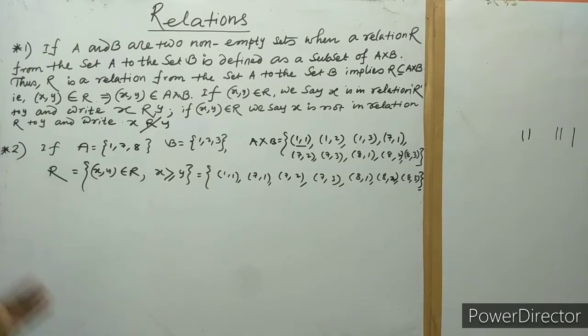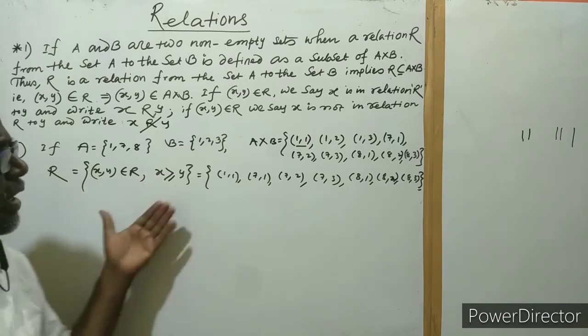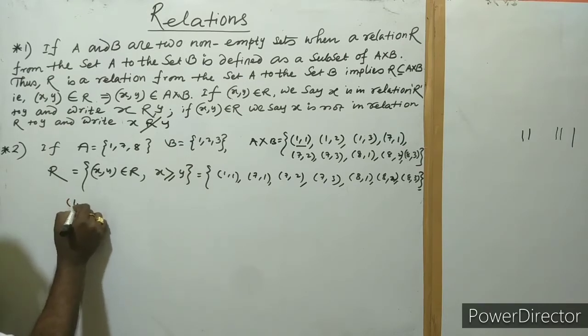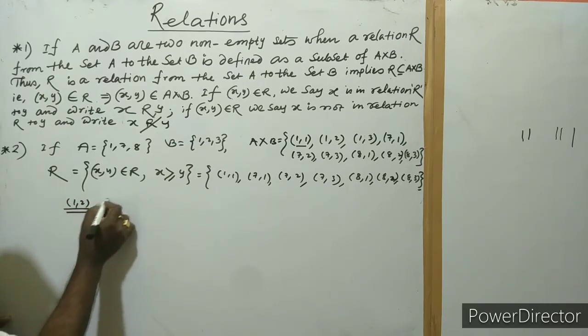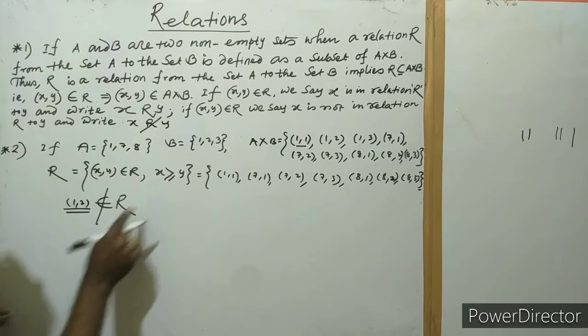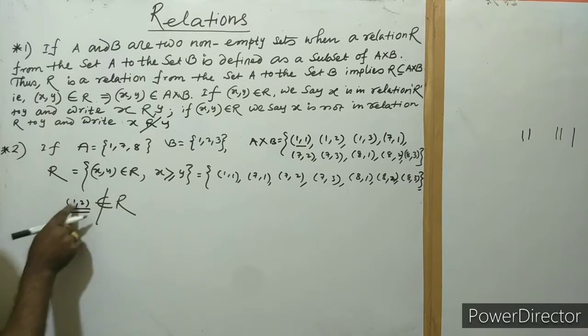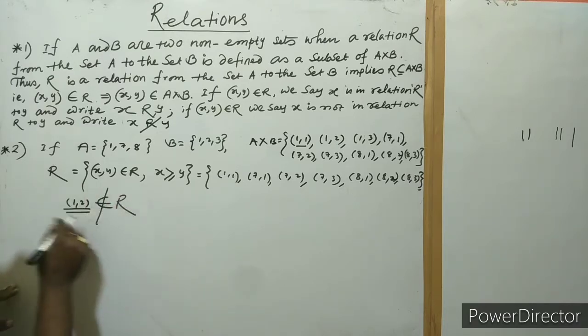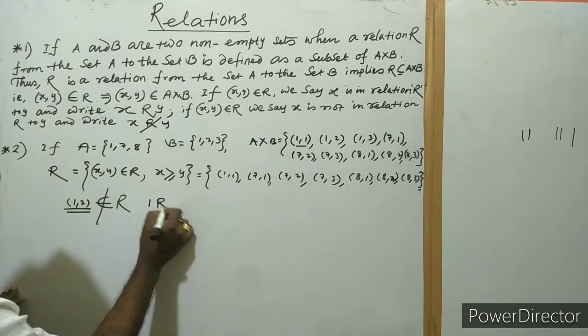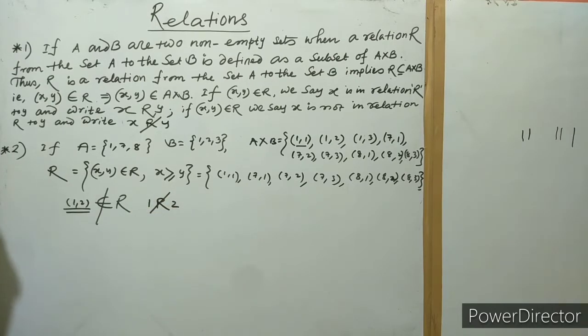In the question you have to find the relation where this condition holds. After that, take a pair of observation like 1 comma 2. 1 comma 2 does not satisfy R, since in that case x is more than y, but here x is less than y. So 1 comma 2 does not belong to R, so 1 is not related to 2. This is the meaning of relation.